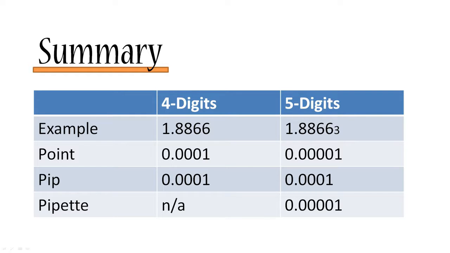In the 4-digit system, it's 0.0001. In the 5-digit system, it's 0.00001. A pip never changes. A pip is always fixed regardless of the quotation system, and it equals 0.0001. And a pipette, there's no such thing in the 4-digit system. In the 5-digit system, because there's enough precision, you can talk about pipettes, and it's 0.00001.